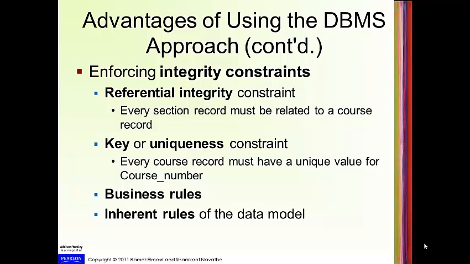An example could be that every course record needs to have a unique value for course number. The same thing with students. You'll go into our university, you know that you have a student number to identify you specifically, because we know things like names may not be unique.